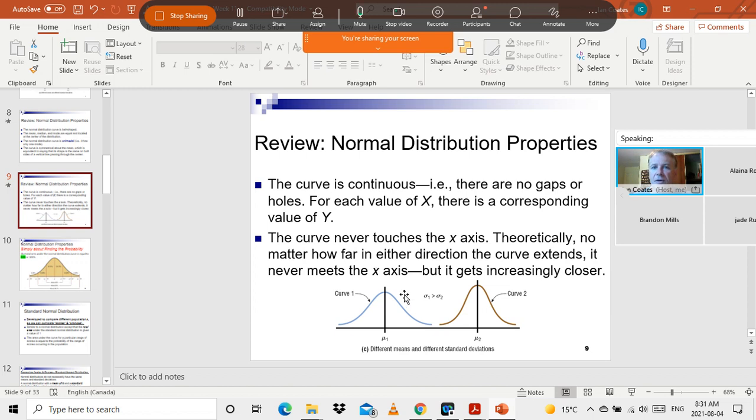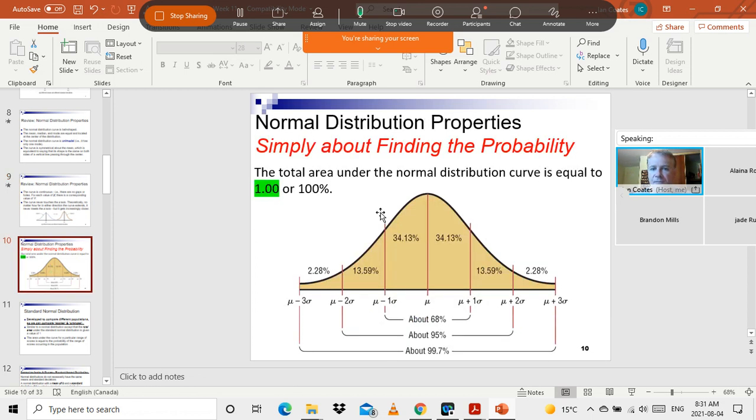So there is a little bit of review for your normal distribution, your Gaussian curve. You guys have seen this before. This was a question on your test. The total area under the normal distribution curve is equal to 1 or 100%, and we've covered these, right? 68% in here. We've got 95% within your first 2 standard deviations, and then you'll have 99.7% within 3 standard deviations. So that's where we're at.